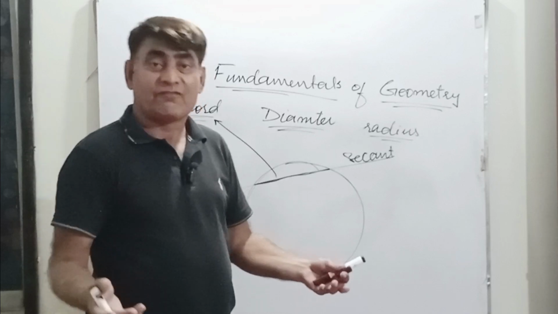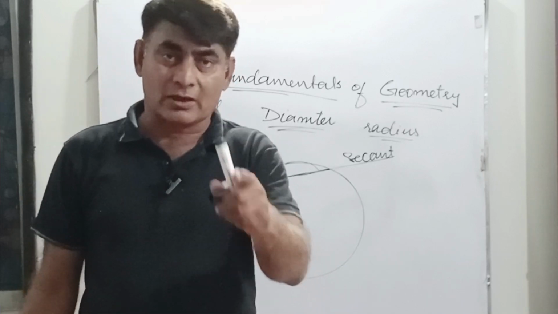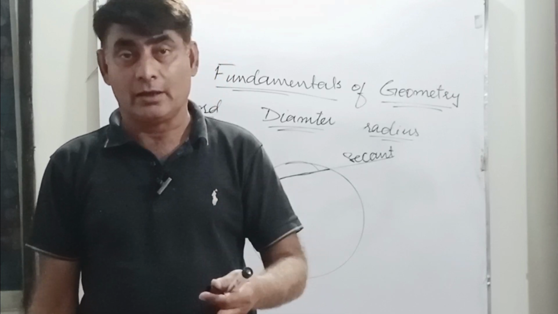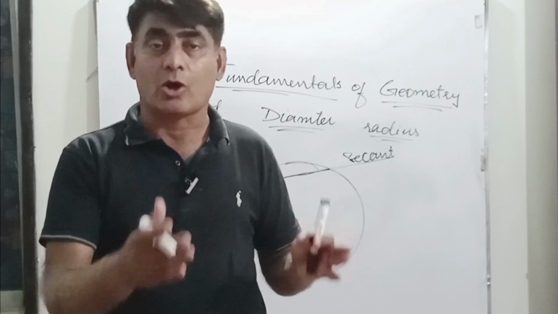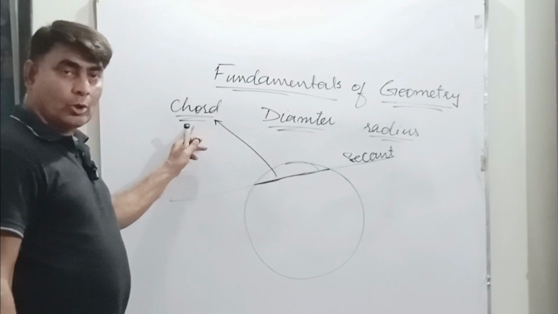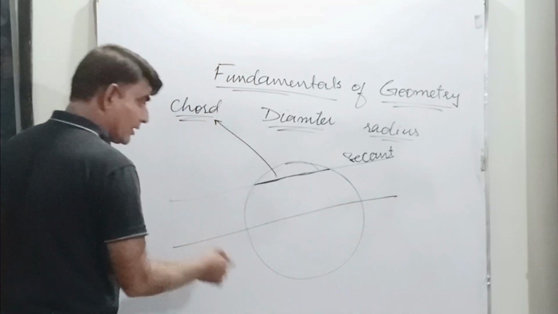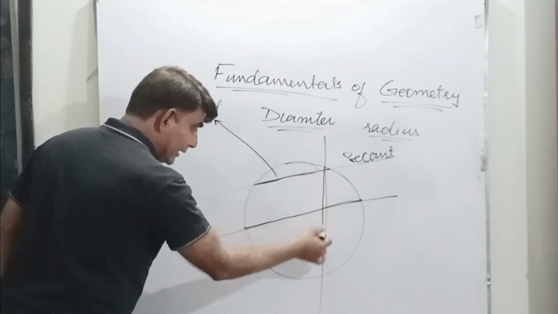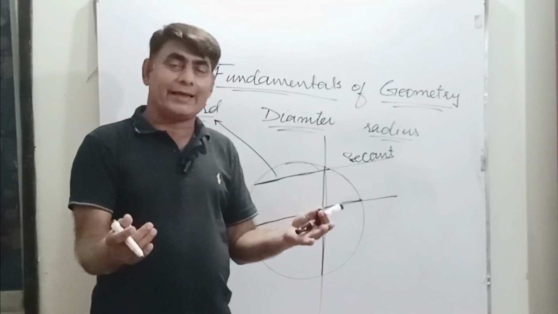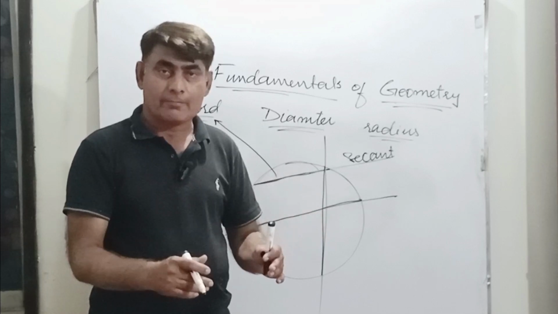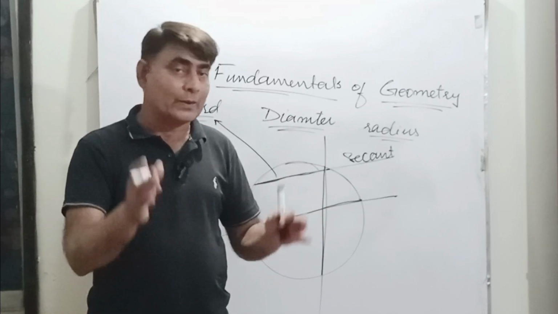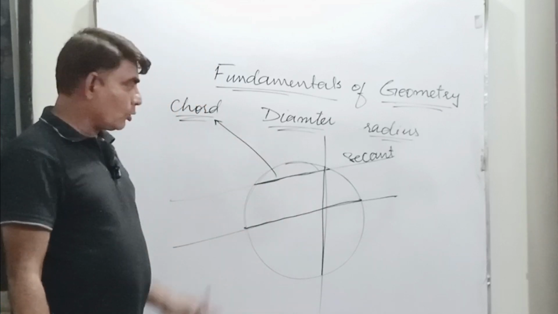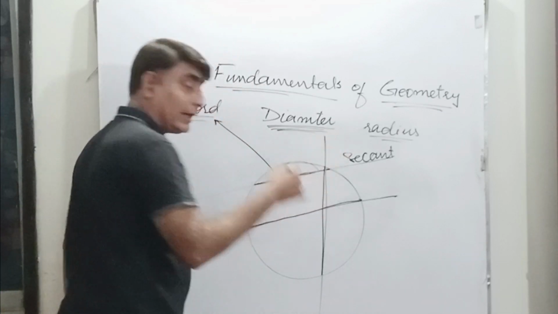So how can one define a chord? A chord is a portion of a secant within the circle. The portion of a secant within the circle is called a chord. So it means if I draw a line like this, or like this, this is a chord, and this one is a chord. The set of points of a secant within the circle always forms a chord. All these are chords.